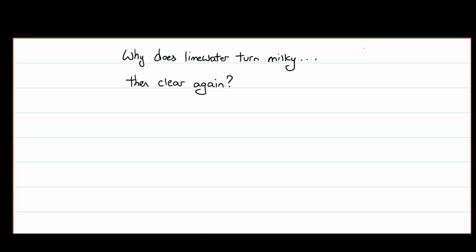Carbon dioxide turns lime water milky. That's the part most students memorize. But why does it sometimes turn clear again when excess carbon dioxide is added?